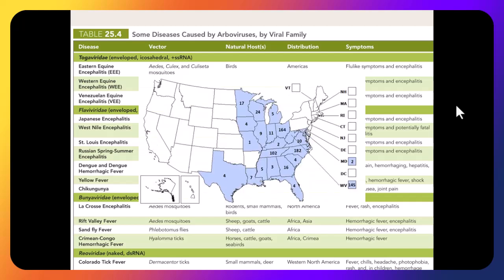I don't know if I have to throw a map on here. There are cases of La Crosse encephalitis in Wisconsin, but your highest numbers of cases are if you're going more east in the country. So there are lots of mosquito viruses that are out there.